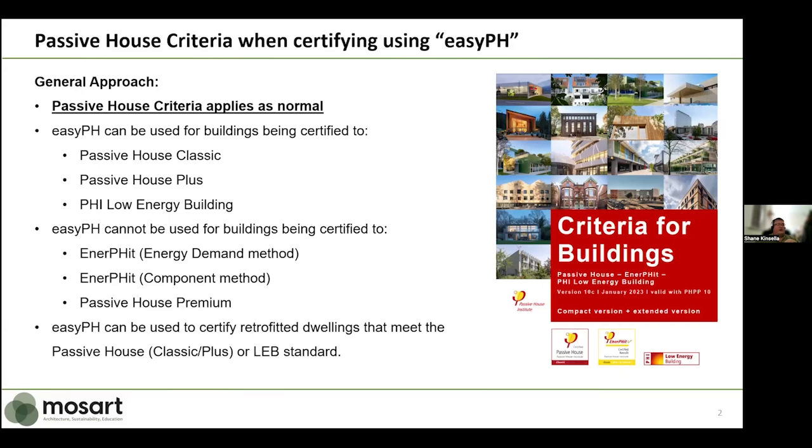Given that the limits are so tight for Passive House Premium, it makes more sense to go the standard certification route. And last but not least, and this would be the case with Barry's dwelling, which we've used as the guinea pig for this example, you can use easyPH for a retrofitted dwelling if you are certifying it to Passive House or Low Energy Building. So there's no problem with it being a retrofitted building, provided that it's been certified to Passive House or LEB. That's a question I've had asked a few times, so there's definitely no problem there. So from a criteria perspective, there's really no difference.